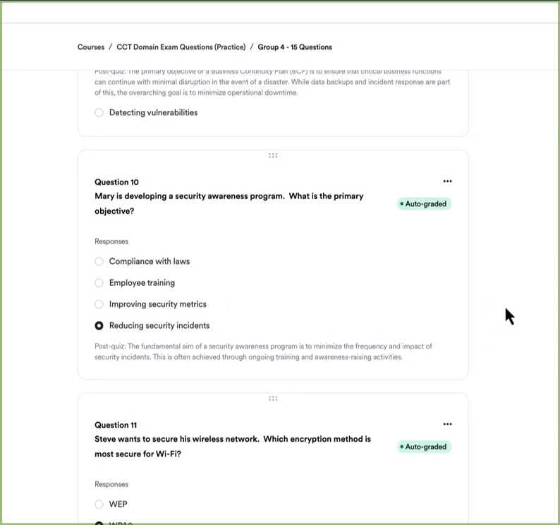Question 10. Mary's developing a security awareness program. What is the primary objective? A, compliance with the laws. B, employee training. C, improving security metrics. Or D, reducing security incidents.